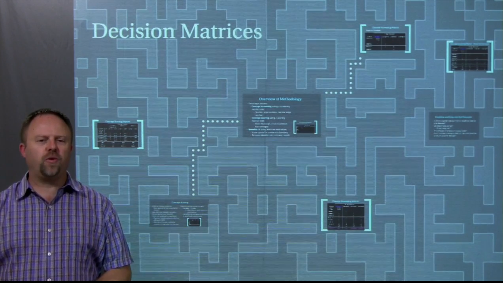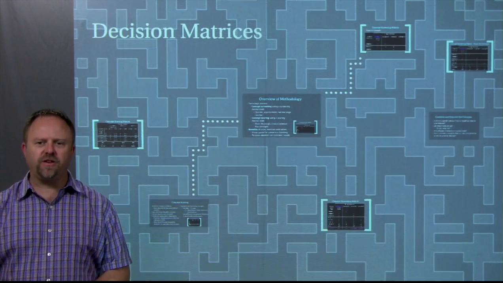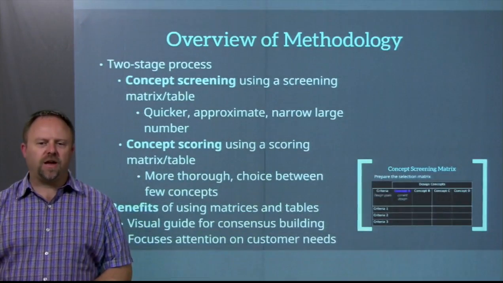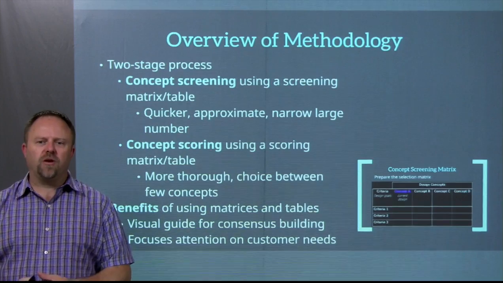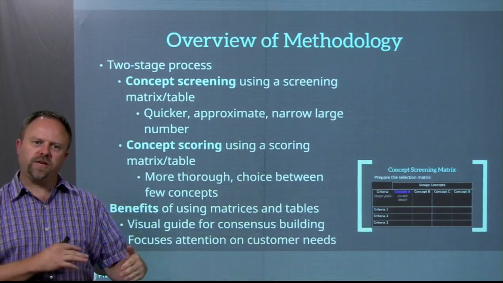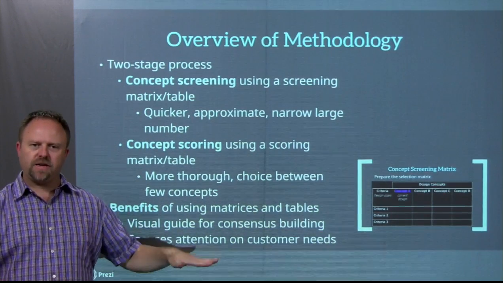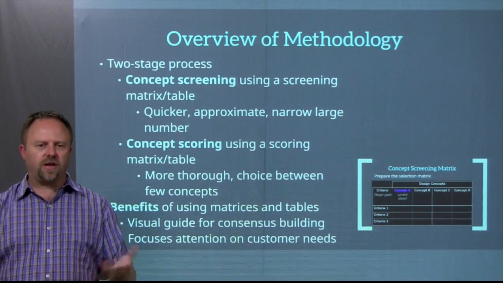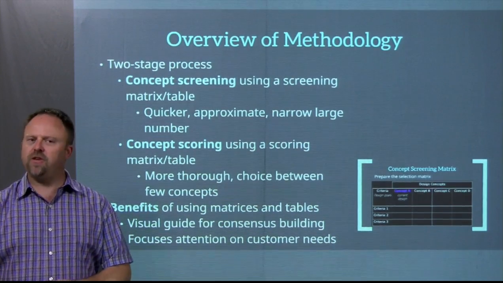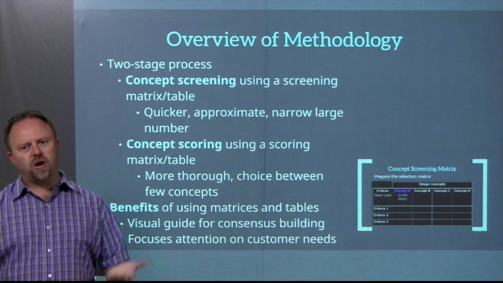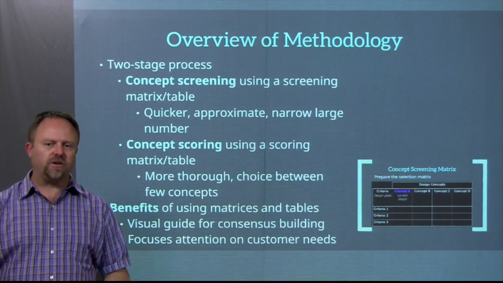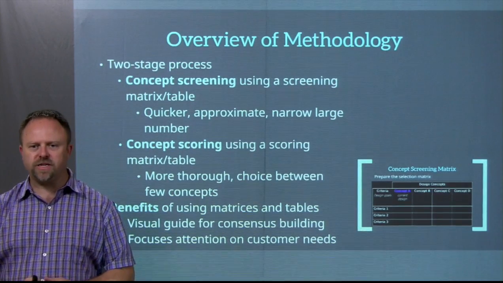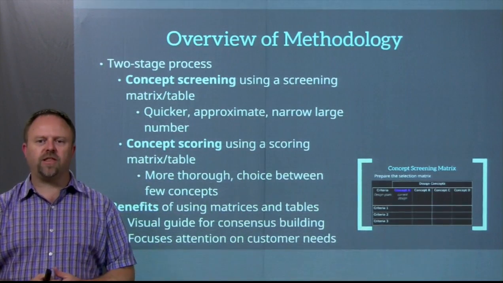I wanted to define what decision matrices are and how we can use them in the concept selection process. I had talked about a methodology with two stages. We use a screening process to get rid of some ideas, so we can quickly make some decisions and narrow down to a few concepts. Then we use a scoring process where we weigh some factors and look at a little more detail in order to help us make a better decision out of the concepts that are left.